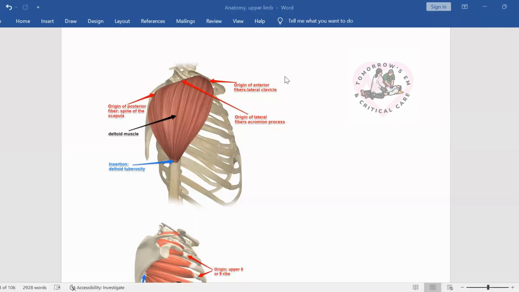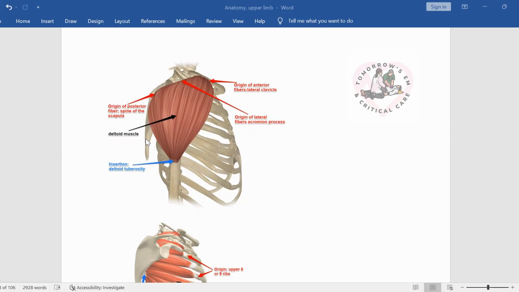There are three fibers: anterior fibers, lateral fibers and posterior fibers. Anterior fibers come from where? Lateral clavicle. Posterior fibers come from the spine of the scapula. Lateral fibers come from the acromion process. Insertion: deltoid tuberosity of the humerus.